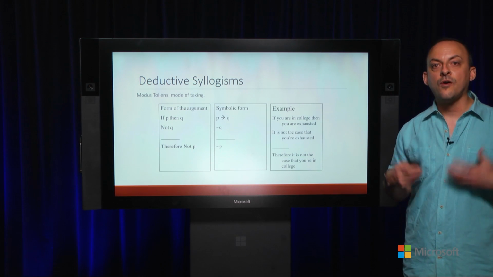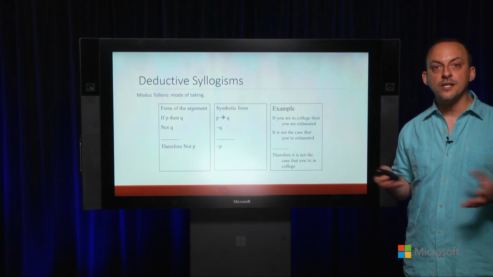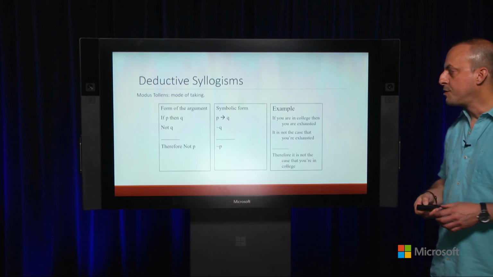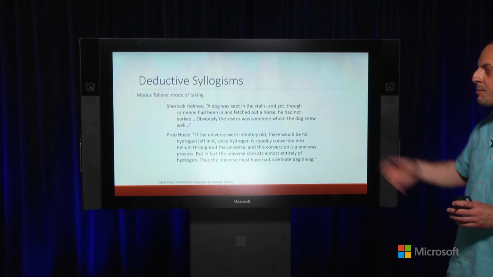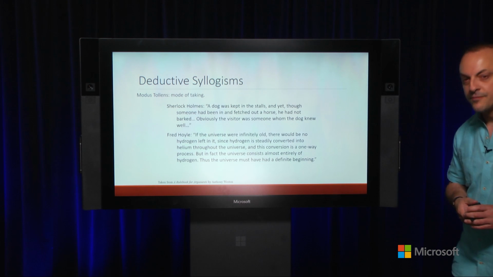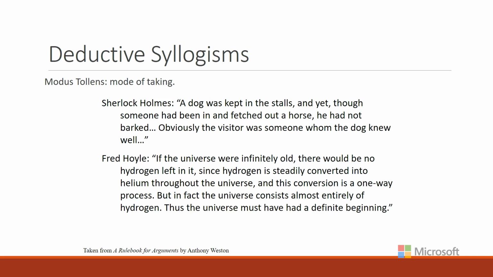All right? You can see how in literature you can actually pull these argument forms out when you're reading something in a book or a newspaper or whatever. Here's a couple of examples of a modus tollens argument in literature and in a scientific publication. First one is from Sherlock Holmes. All right? Here's what Holmes says.